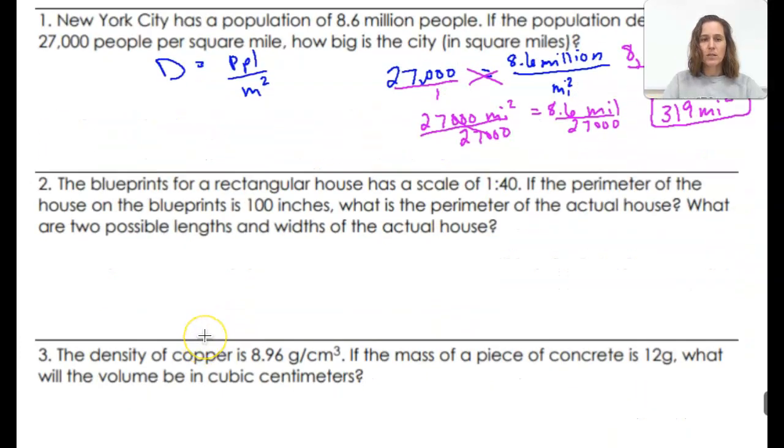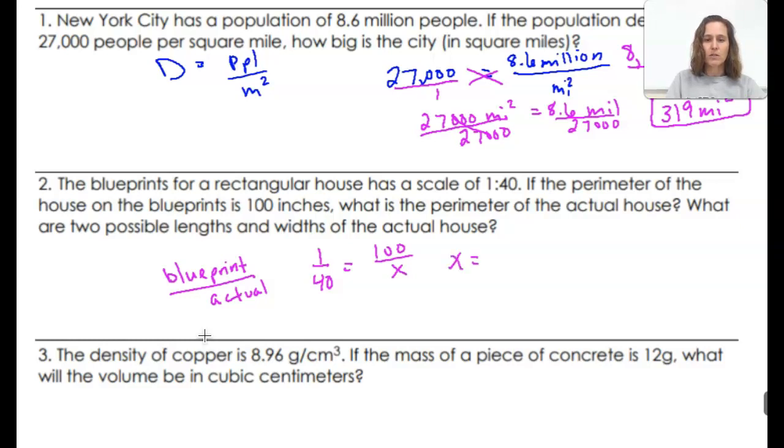Our second example, we're going to take a look at a blueprint for a rectangular house with a scale of 1 to 40. They give us the perimeter of the house is 100 inches on the blueprint, and we have to figure out the actual perimeter of the house. And once we find that, we have to figure out 2 possible lengths and widths of the actual house. So we are comparing 2 things, blueprint over the actual house. And we know the scale is 1 over 40. They give us the house on the blueprint is 100 inches, so that would go in the numerator, over the actual house perimeter. So we would cross multiply, you would get the actual house perimeter is 4,000.